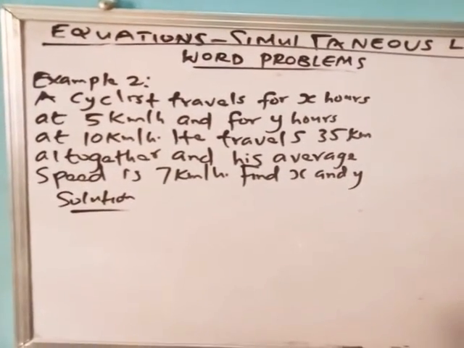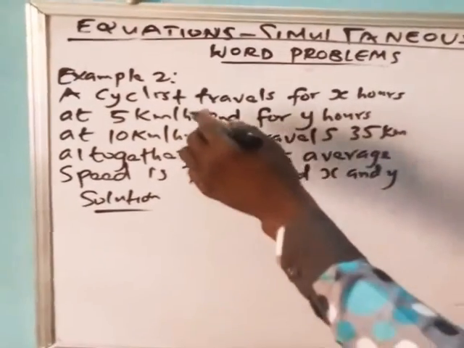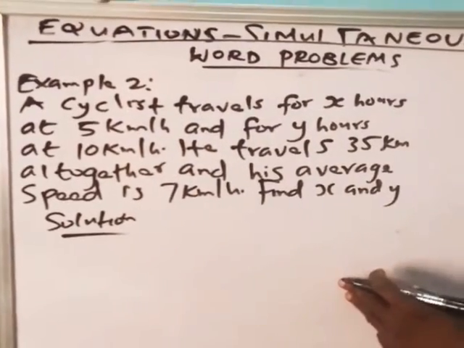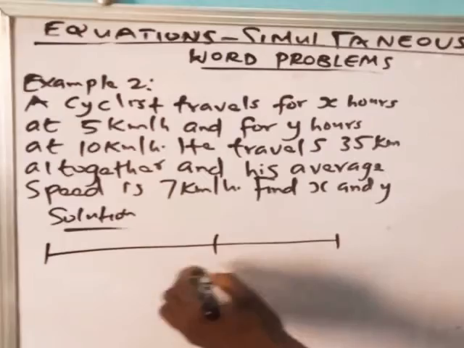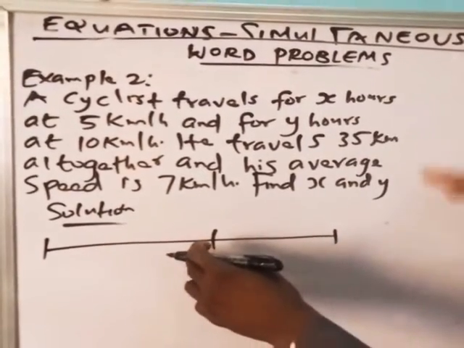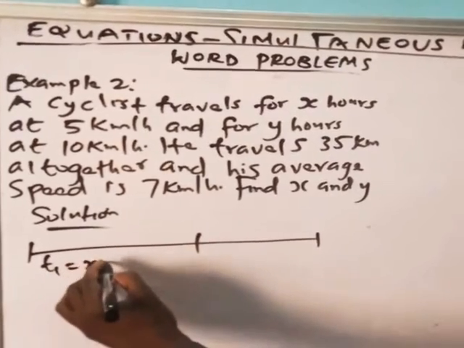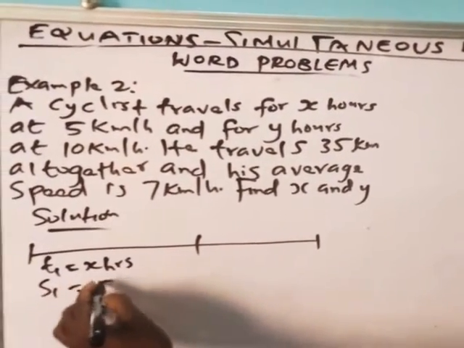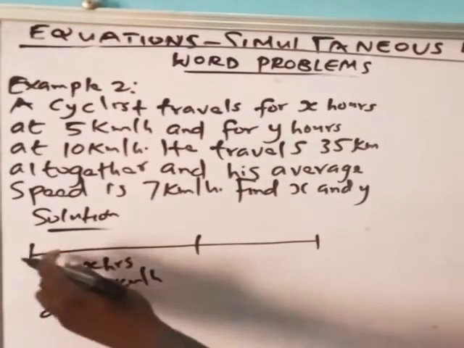Now, example 2. A cyclist travels x hours at 5 km per hour and y hours at 10 km per hour. Now let's make the journey this way in 2 ways. The first part of the journey, the time is x hours, so I call it t1, x hours, and the speed s1 is 5 km per hour. So I will definitely need the distance 1, this distance.